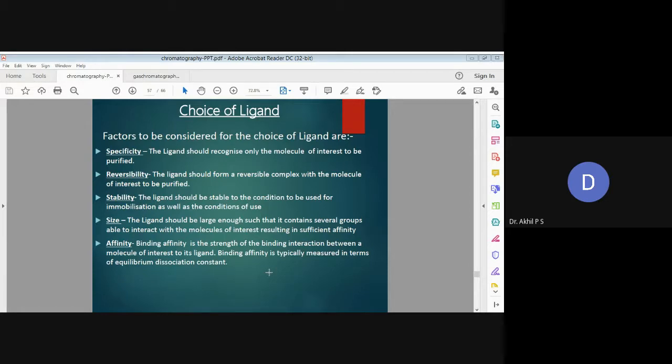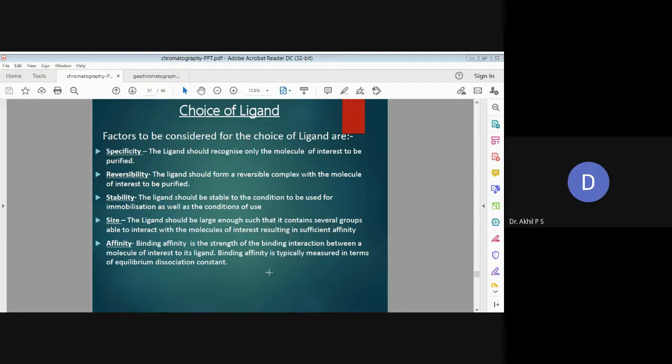Specificity. The ligand should recognize only the molecules of interest to be purified. Reversibility. The ligand should form a reversible complex with the molecule of interest to be purified. Stability. The ligand should be stable to the conditions used for immobilization as well as the conditions of use. Next, size. The ligand should be large enough such that it contains several groups able to interact with the molecule of interest, resulting in sufficient affinity.